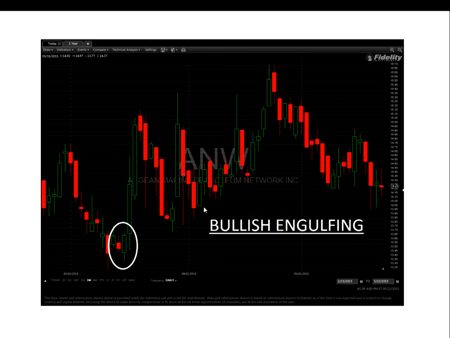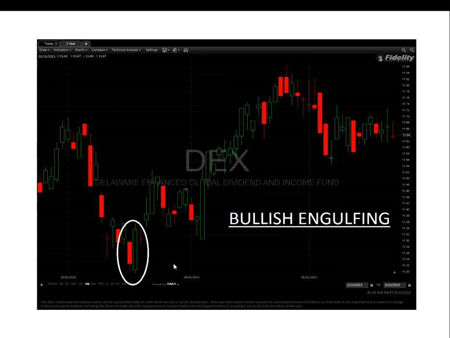Bullish engulfing. With a bullish engulfing we have a downtrend into a red candle. The red candle is swallowed by a green candle. The lows and the highs of the green candle are both larger than the red candle, and we go immediately into a large uptrend. Bullish engulfing again, a red candle swallowed by a green candle, from a downtrend into an uptrend.